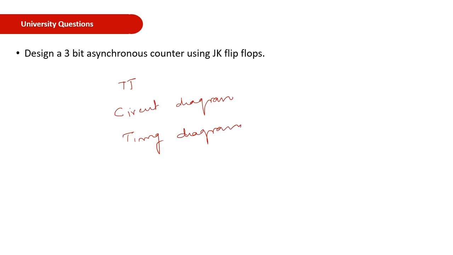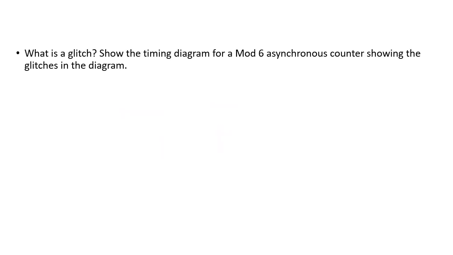So here I will be using only 3 flip-flops because you require a 3-bit asynchronous counter. Here it is not mentioned whether it is an up counter or a down counter. So you can either draw the circuit diagram of an up counter and explain it, or you can draw the circuit diagram of a down counter and explain it, since that is not mentioned in the question.